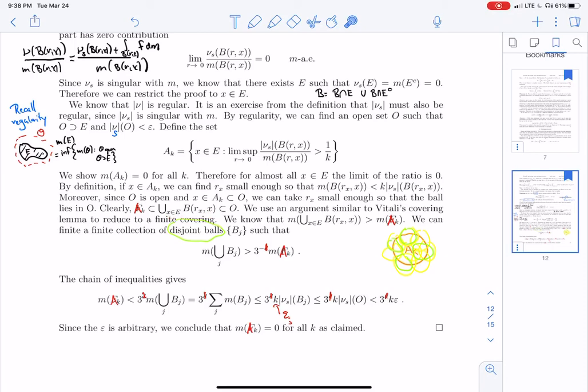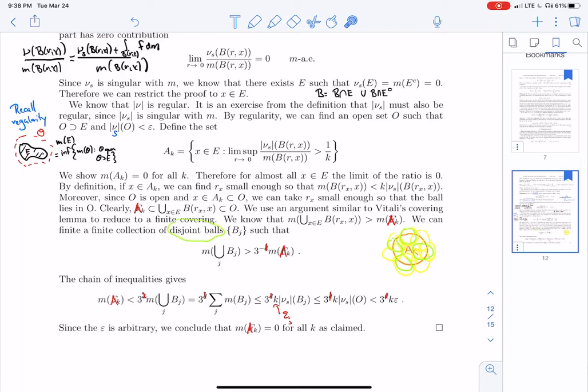Now it looks like a picture like that. That's my AK. I have all these yellow balls. Now you would like to actually take a countable, disjoint subcovering, so that you don't lose too much. It's not an exact covering, but you don't lose too much of AK. There's a nice result called Vitali's covering lemma. We're going to need that for the Lebesgue differentiation theorem, so I'll go back to that on Friday.